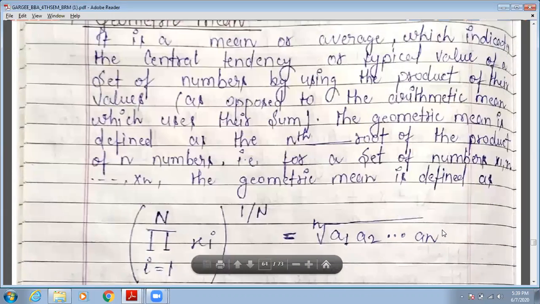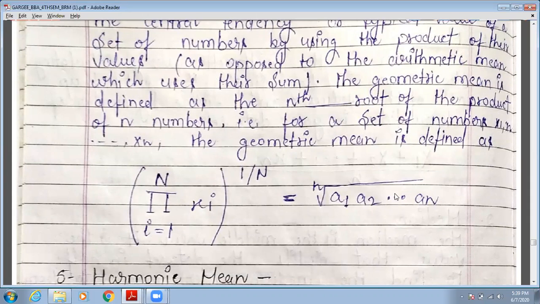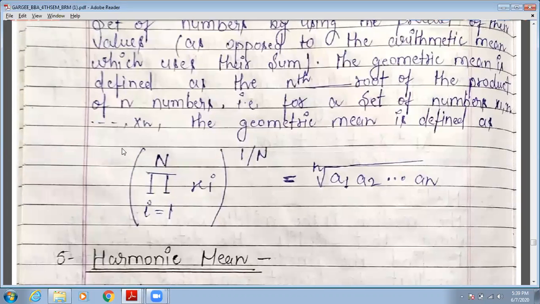Let's suppose you have various numbers like a1, a2, a3 and so on. Then you will take the root of a1, a2 and so on, write the number of items as the root, and calculate your answer. So you only need to remember this formula: a1 a2 and so on, and root n.